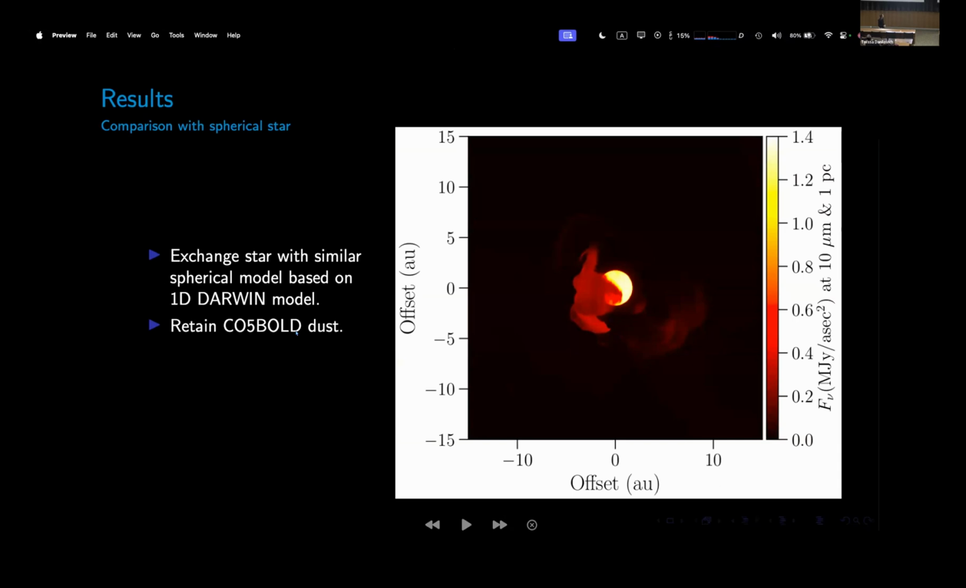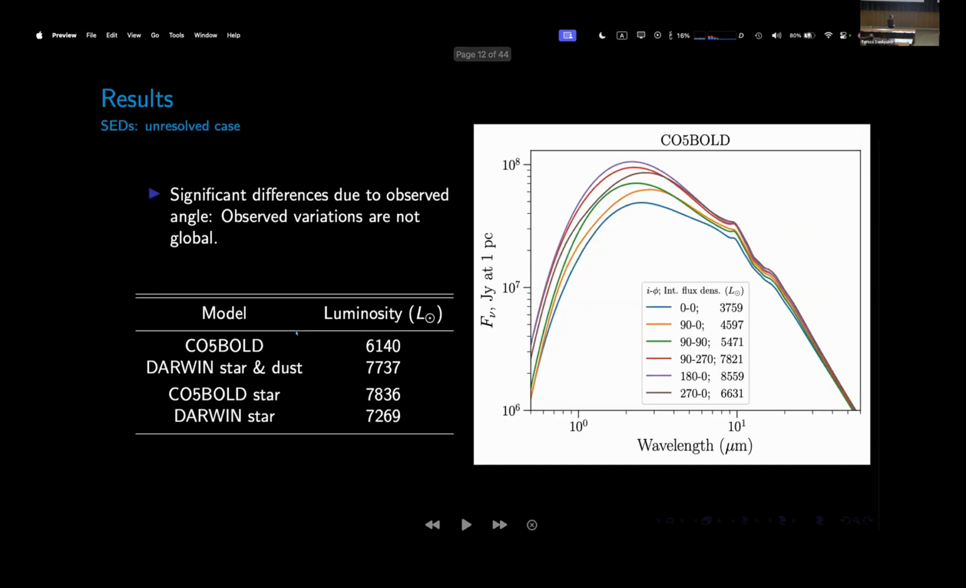So I do some tests with this data. For example, I change the star from the nice, well, I think nice, not spherical symmetric cobalt star to a spherical symmetric star based on a Darwin model. But I keep the dust from the previous model and compare what we can get.